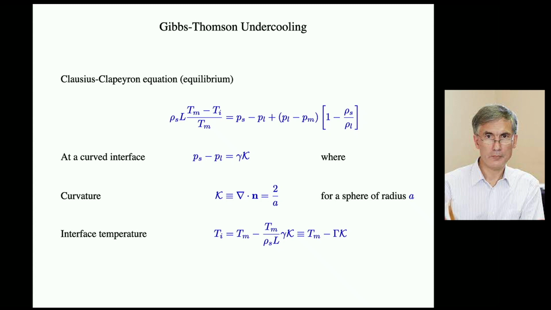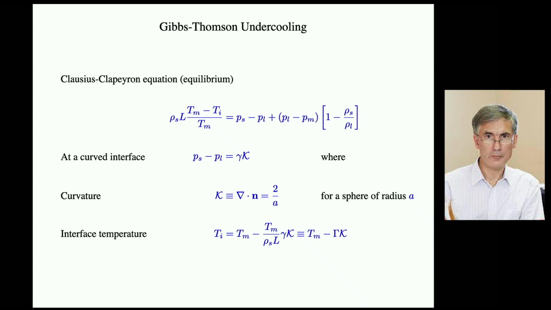All right. Now let's think about a curved interface. Think of a bubble. If I have a curved interface with surface tension, then the pressure inside the bubble is higher than the pressure outside. And the pressure inside minus the pressure outside is the surface tension, gamma, times the curvature. Here's a nice expression: curvature is the divergence of the surface normal. And for a sphere, the curvature is 2 divided by the radius of the sphere. So I'll make use of that.